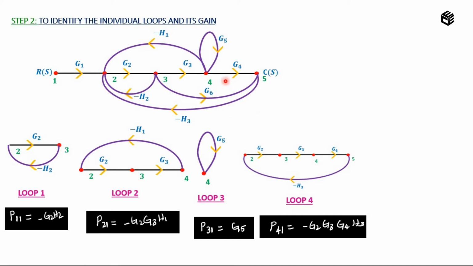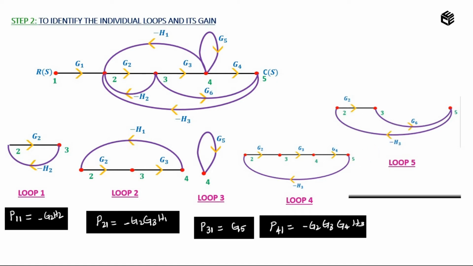Okay, now I am going to check is there any other loop available in the system. So I can say that there is a loop that is from 2 to 3, 3 to 5 through G6 and 5 to 2. The gain is minus H3. Okay. So I am going to consider that as the fifth loop and I am going to write the gain of fifth loop as P51 is equal to minus G2, G6, H3. Further analyzing the given system, we can say that there is no other individual loops. So far we have obtained 5 individual loop and its gain.